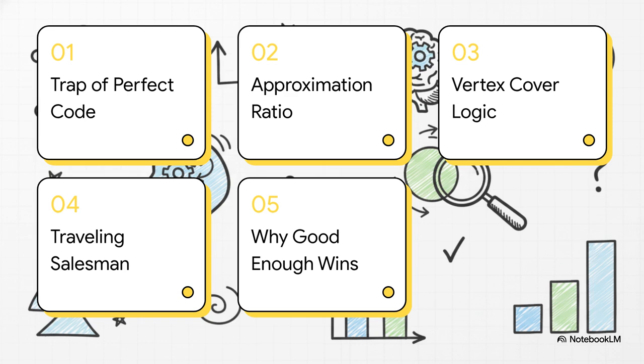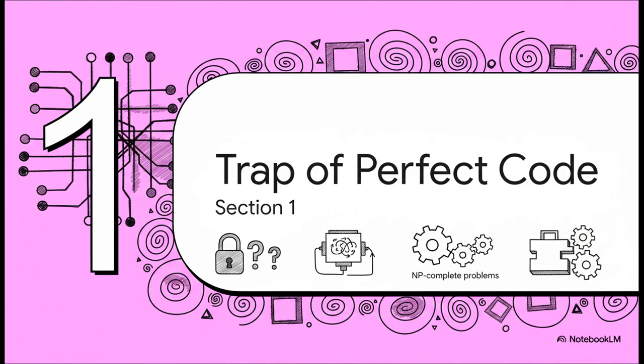So here's the roadmap for today's explainer. We'll start by dissecting the trap of perfect code. Then we'll define our mathematical limits with the approximation ratio. After that, we'll step through two actual algorithm tutorials, the vertex cover and the traveling salesman. And finally, we'll prove exactly why good enough wins out in the real world. All right, let's jump straight into section 1, the trap of perfect code.